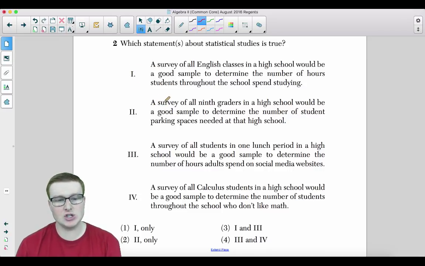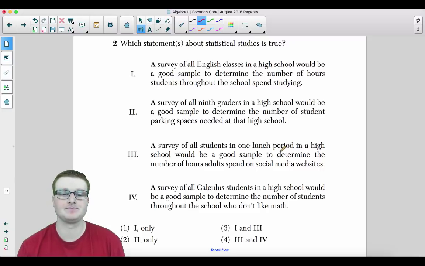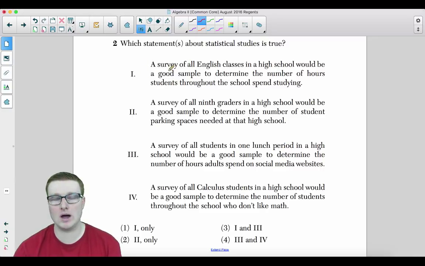Choice 2 says a survey of all 9th graders in a high school would be a good sample to determine the number of student parking spaces needed at the high school. Option 3 says a survey of all students in one lunch period in a high school would be a good sample to determine the number of hours adults spend on social media websites. And option 4 says a survey of all calculus students in a high school would be a good sample to determine the number of students throughout the school who don't like math. Let's go through each one.